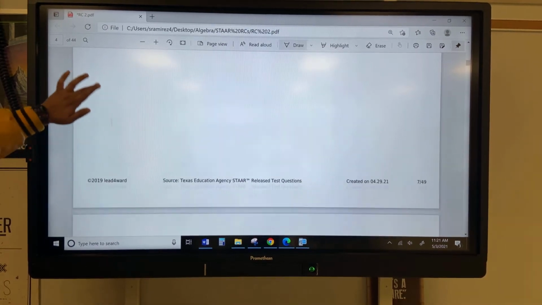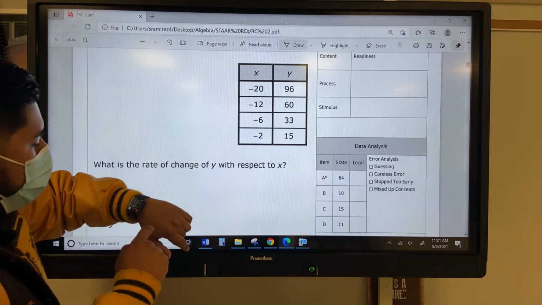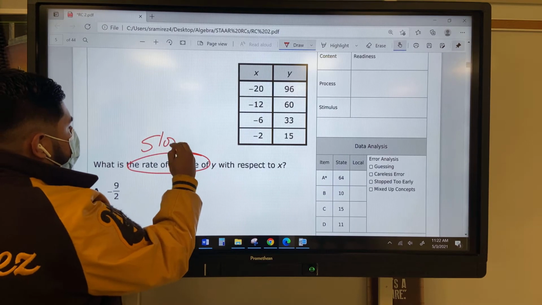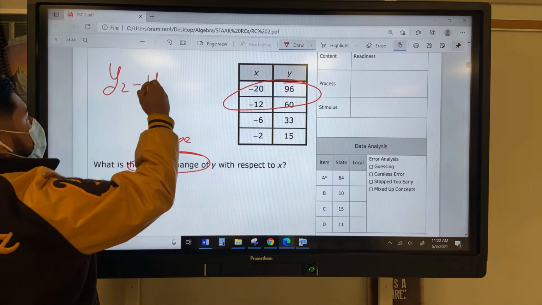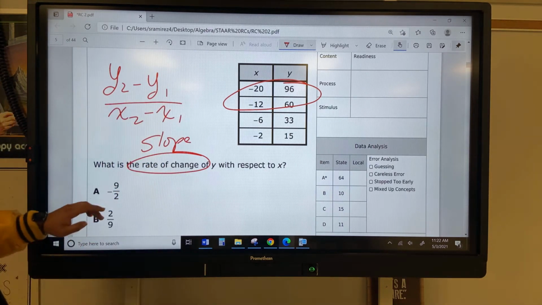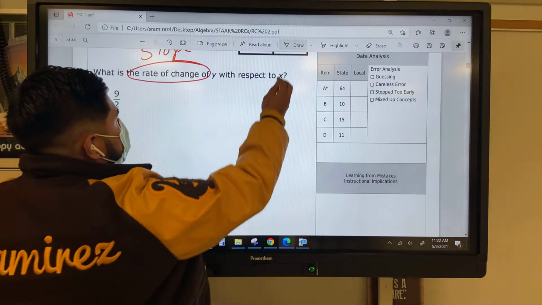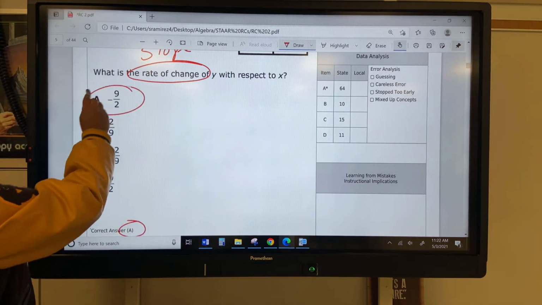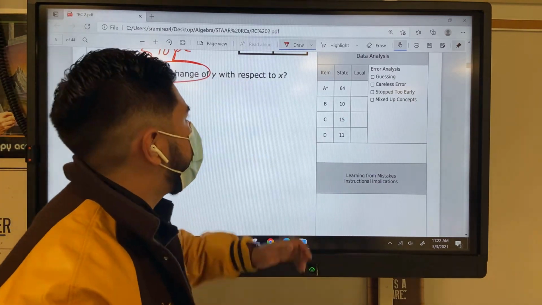Okay, where we at? Again, rate of change. What is rate of change? Your slope. Get out your 2 points. y2 minus y1 over x2 minus x1. It's the same thing over and over again. As you can see, correct answer is A. Just make sure when you're doing it by yourself, you're getting the right answer. If you're getting the wrong answer, let me know. Send me a picture of what you're doing so we can fix it.